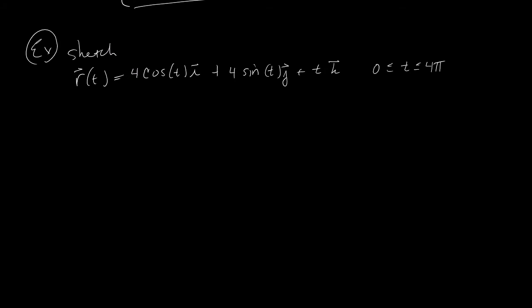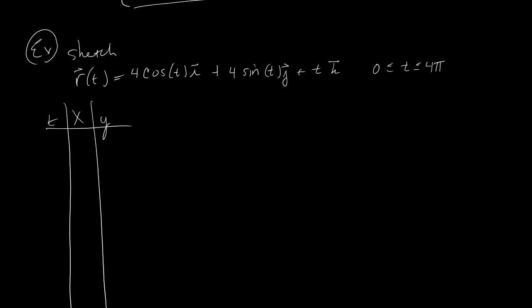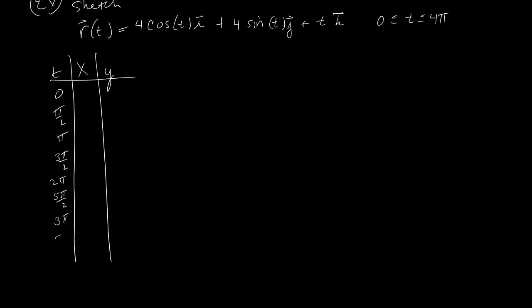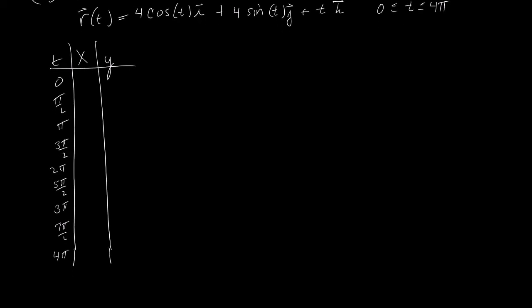All right, so we're going to set it up just as we had done before. We have our table of values. We've got t, x, and y. And we're going to be doing this from 0 to 4 pi. So I'm going to skip around a little bit, maybe make this a little more intermittent. Okay, so let's do 0, pi over 2, pi, 3 pi over 2, 2 pi, 5 pi over 2, 3 pi, 7 pi over 2, 4 pi. That should give us enough to get a good picture of what's going on here.